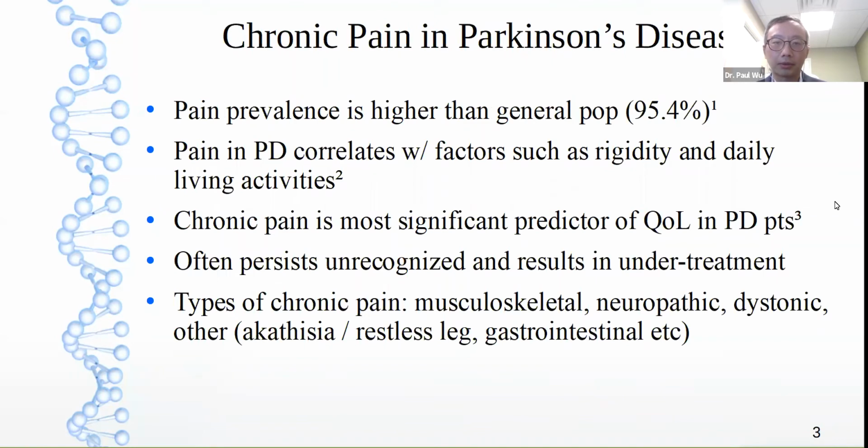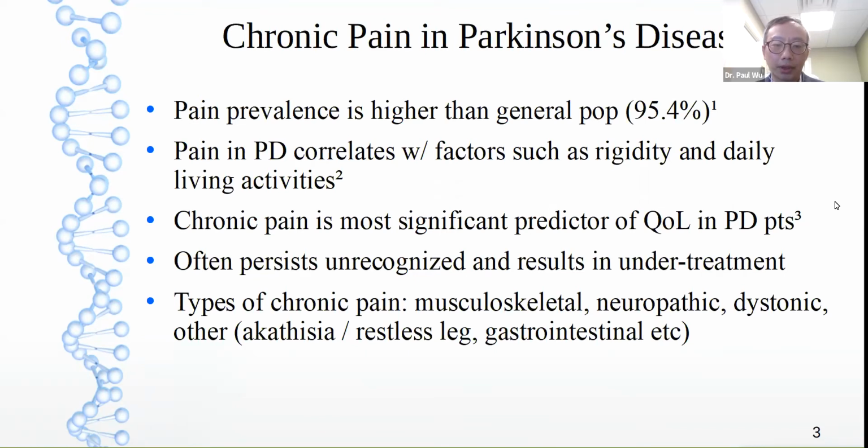In terms of chronic pain in Parkinson's disease, the prevalence is much higher than the general population. Up to 95.4% of people with Parkinson's complain of pain. Pain in Parkinson's disease usually correlates with factors such as rigidity and daily living activities. Chronic pain is the most significant predictor of quality of life in Parkinson's disease patients. The pain is often unrecognized and usually results in undertreatment.